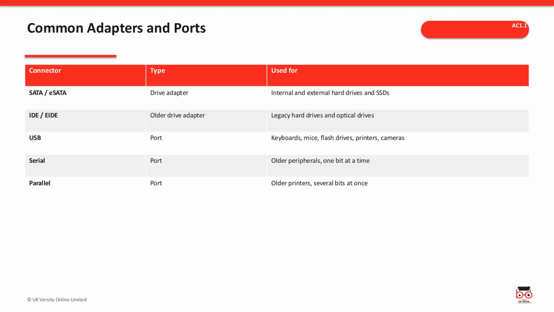Ports and connectors are simply the doorways data uses to get in and out. SATA and eSATA handle your internal and external drives, while the older IDE connected legacy hard disks and optical drives.